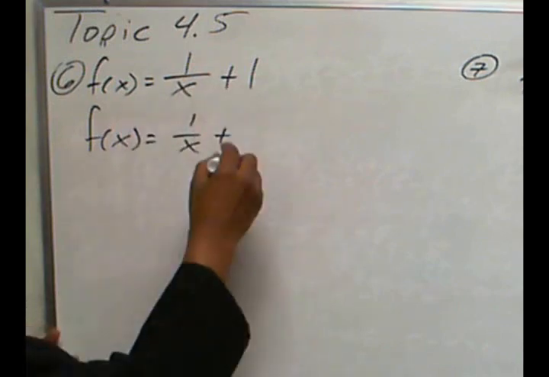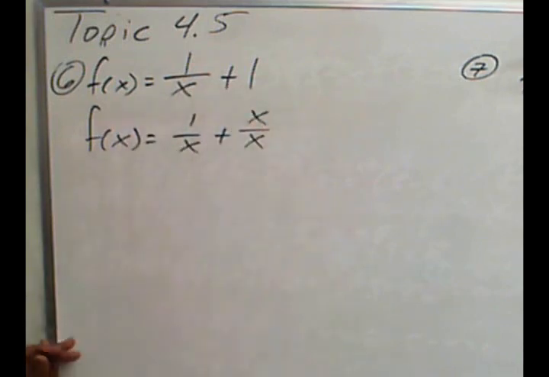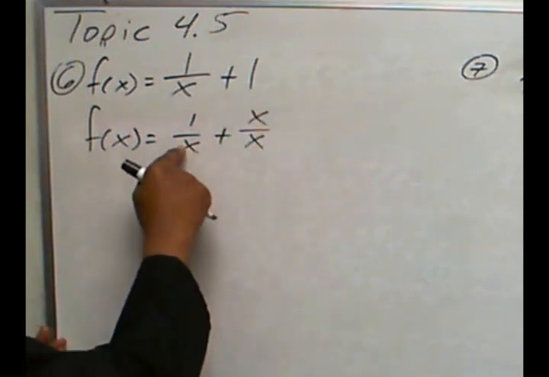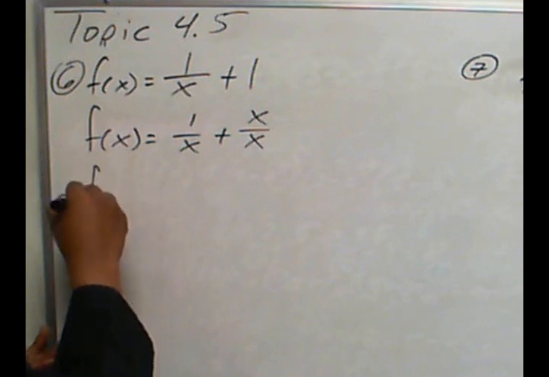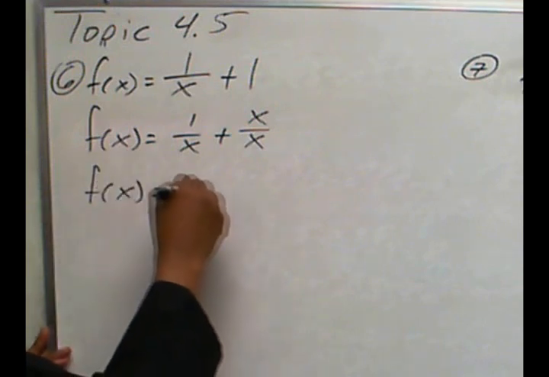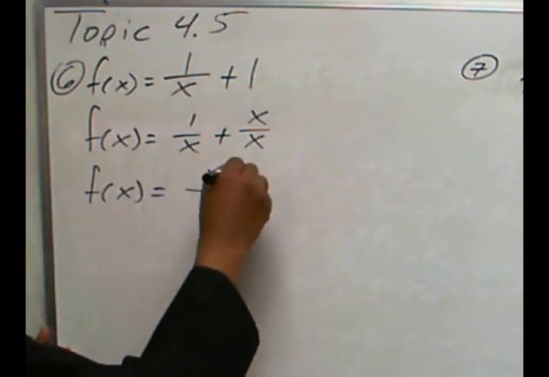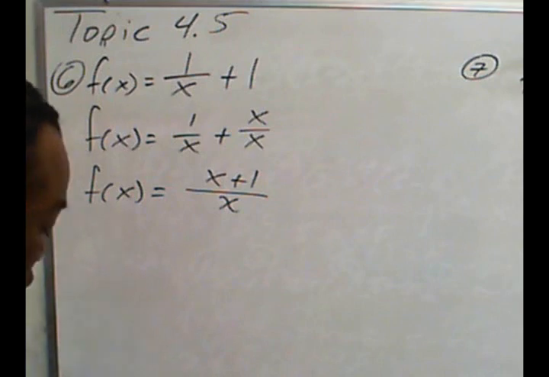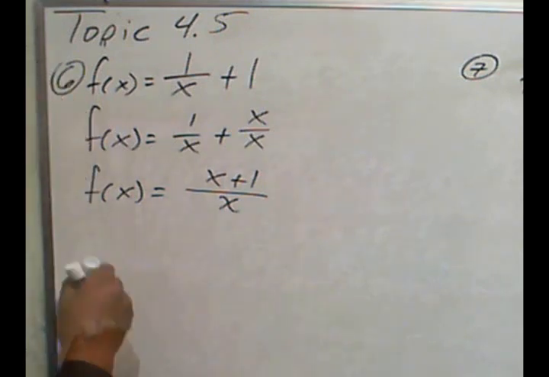So I'm going to convert my 1 to an x over x. It's still equivalent to 1, but now it has the same denominator as 1 over x. And now I'll combine those, and we'll have x plus 1 for the numerator and x in the denominator. Now, from here, I'll start finding my parts and pieces.